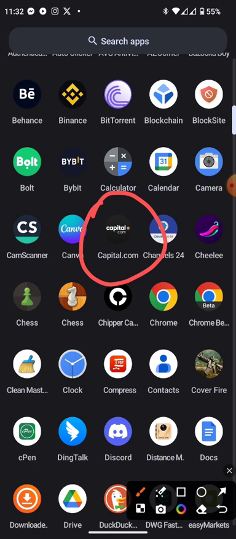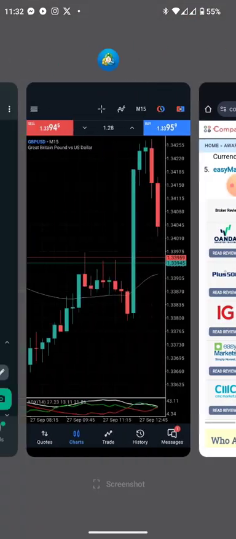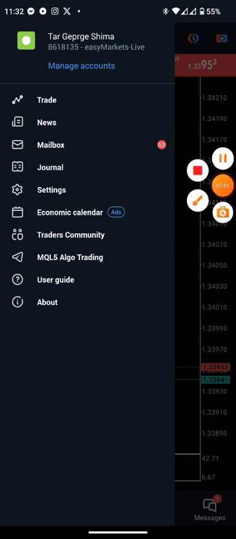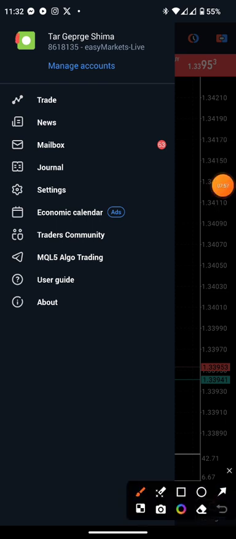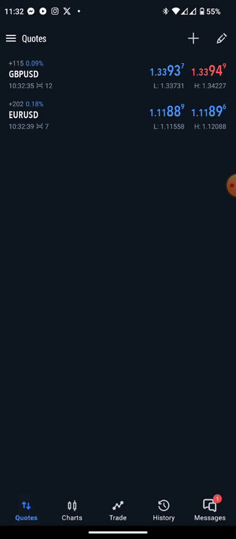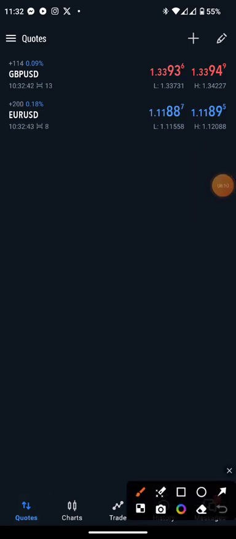So for instance, let's go to my trade so that I show you something. You can see that my provider is Easy Markets, right? That's their logo, Easy Markets Live. Now let's look at my spread here. My spread for pounds USD is 1.2.